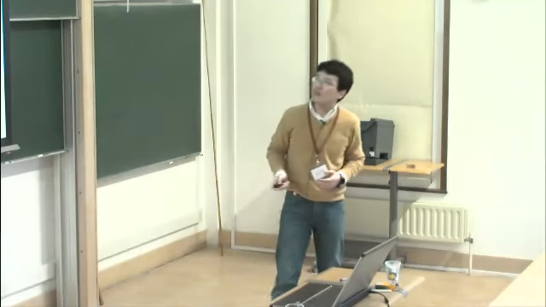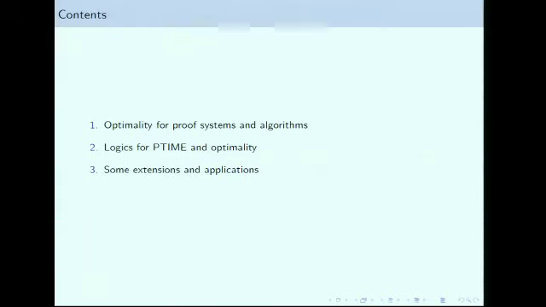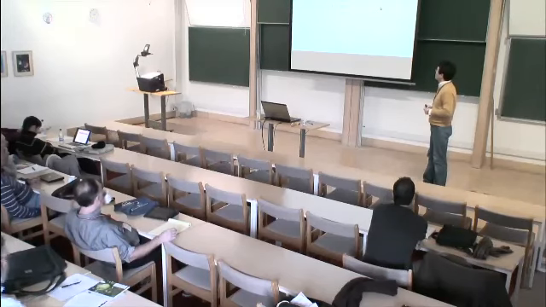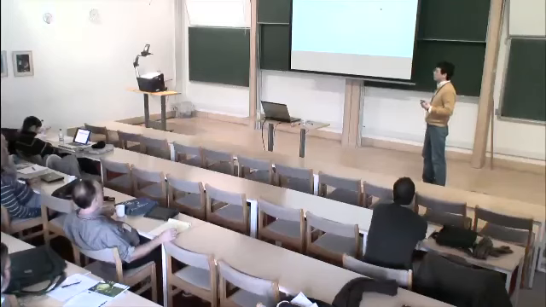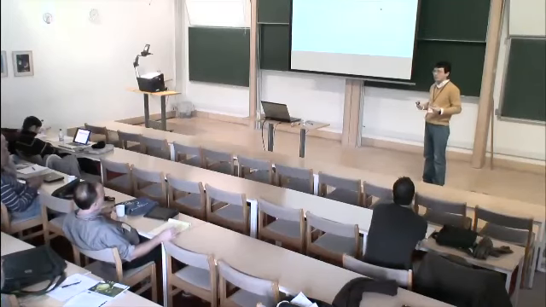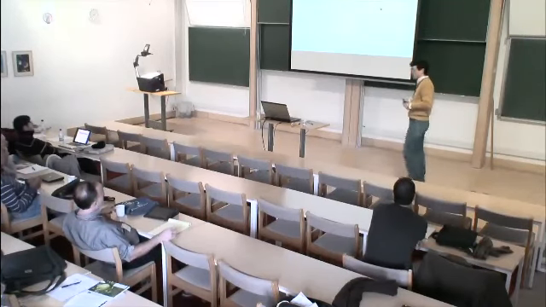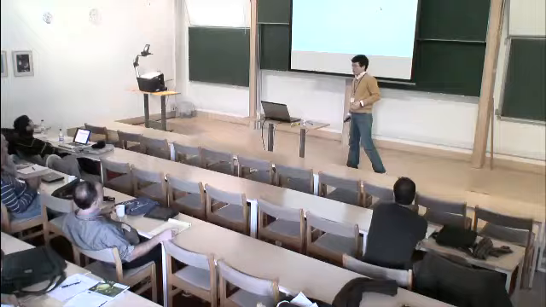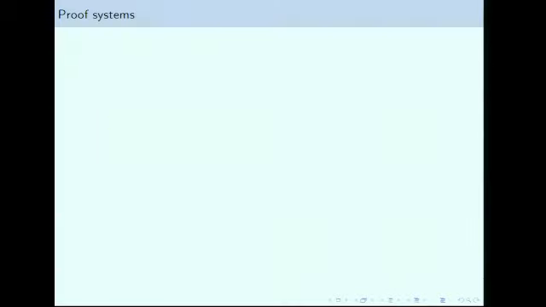So in the rest of my talk, I will first explain in a little bit more detail what is optimality for proof systems and algorithms. Then I will talk about this equivalence between logic for P-time and optimality. And third, I will show you that this result can be extended to other complexity classes, and that they have some applications. First, optimality for proof systems and algorithms.